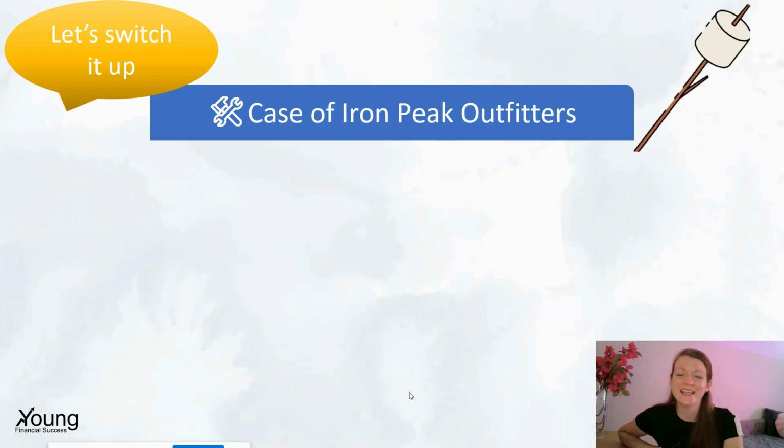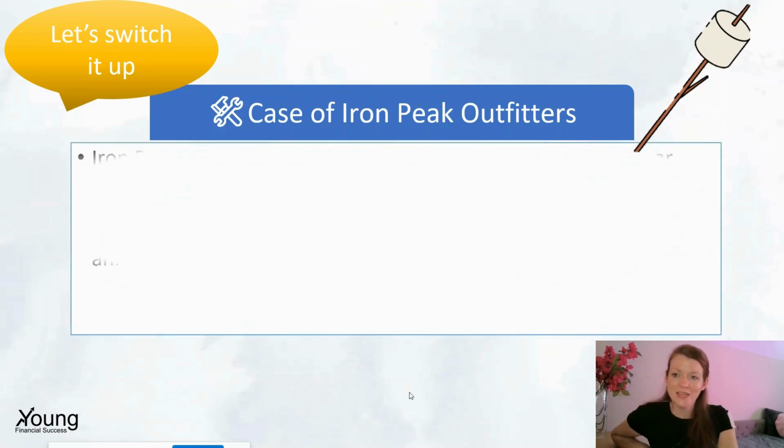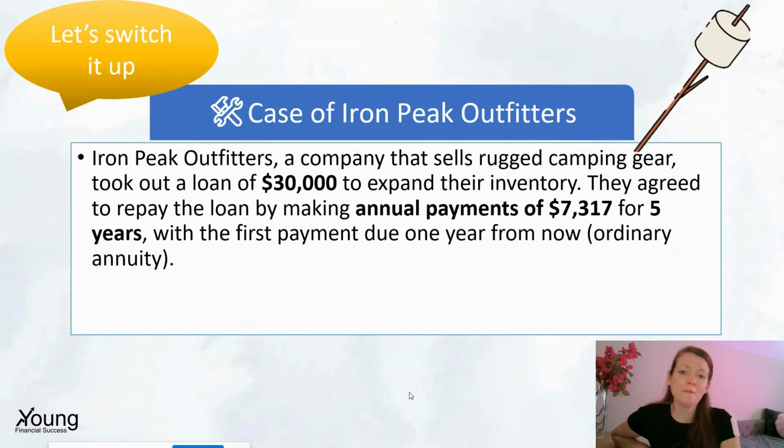All right, let's look at another example. We got the case of the Iron Peak Outfitters. So Iron Peak Outfitters is a company that sells rugged camping gear. They took out a loan for $30,000 to expand their inventory. They agreed to repay the loan by making annual payments of $7,317 for 5 years. Their first payment is due 1 year from now, so it's an ordinary annuity.